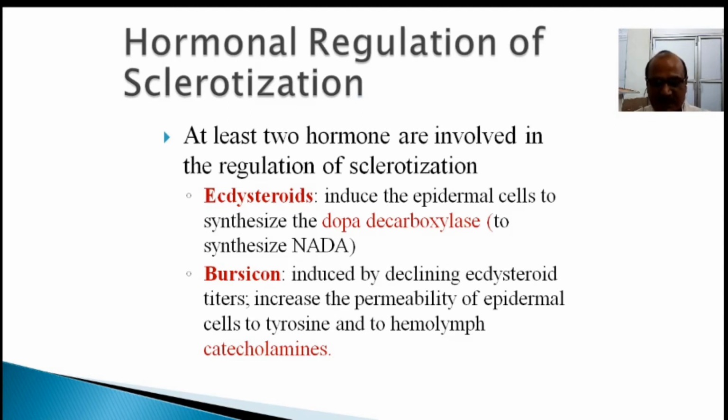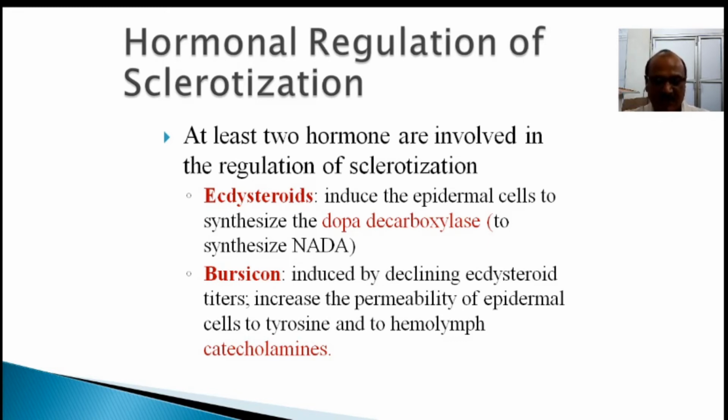Two hormones regulate the process of sclerotization. One is ecdysteroids, which induce the epidermal cells to synthesize the enzyme dopa decarboxylase, which is involved in the pathway towards the synthesis of NADA. The declining ecdysteroids, following ecdysis, induce the release of neurohormones. The hormone released is called bursicon, which increases the permeability of the epidermal cells to tyrosine and catecholamines, which allows the production of the tanning agent.